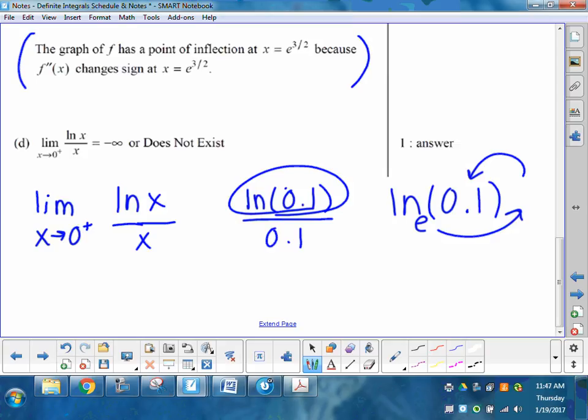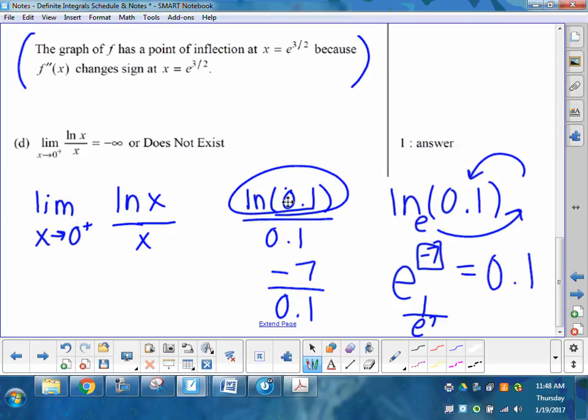If I plug in a 0, what do I get? 1. Let's try plugging in 0.1. That's saying e to this power is going to be equal to 0.1. What number has to go here? Well, you've got to get like 1 over e to like the 7th or something like that, whatever it ended up being. Let's say that this is 7. Therefore, my power would be negative 7. And so you've got negative 7 over 0.1. Is that going to be some huge positive number or some huge negative number? Some huge negative number.